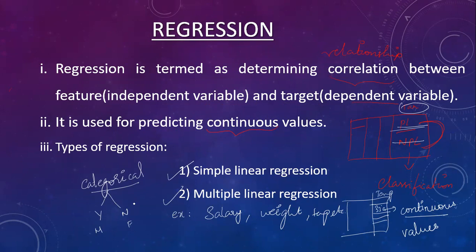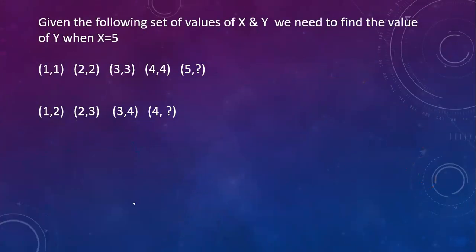Let's go through an example for this. Before moving into the topic of regression, just see here so that you can get an idea about what regression is. Given the following set of values x and y, we need to find the value of y, which is the target, when x is equal to 5. This is the feature, okay? So with this feature, you have to predict this target. That is, if x is given, you have to find y.